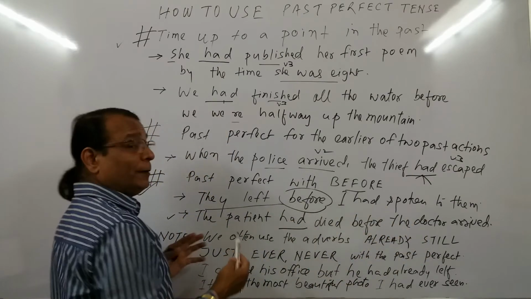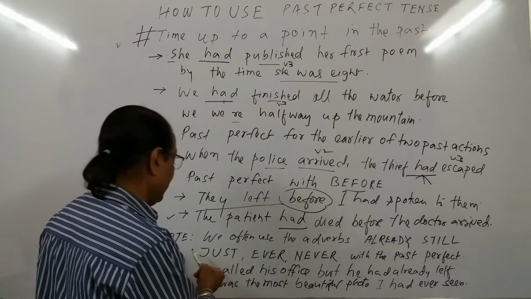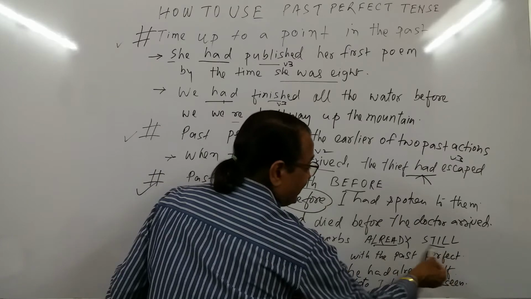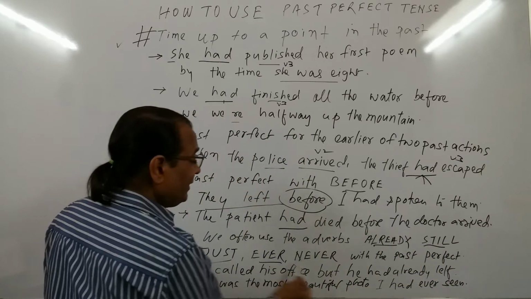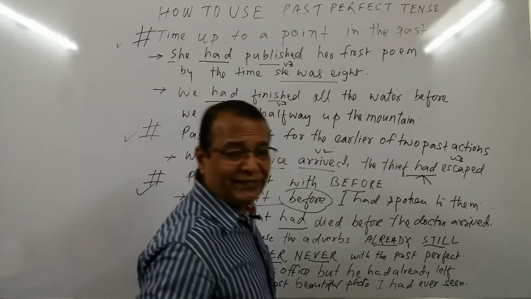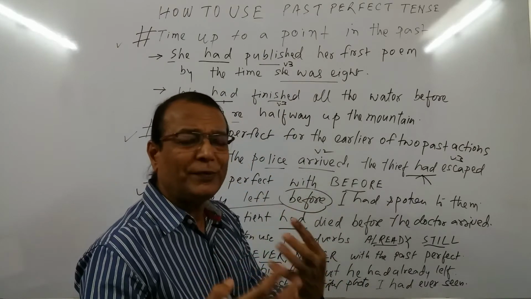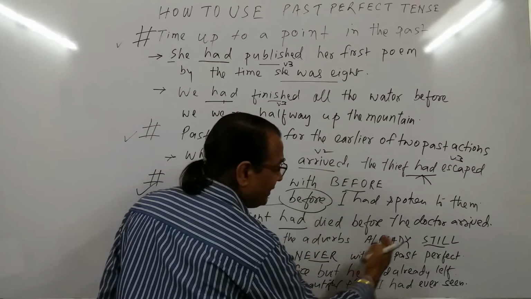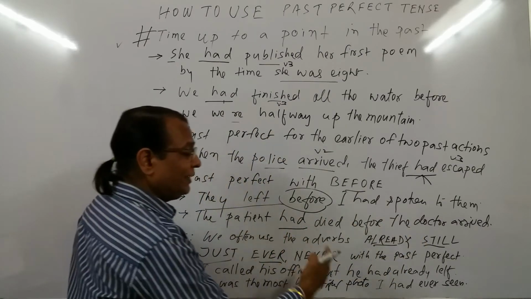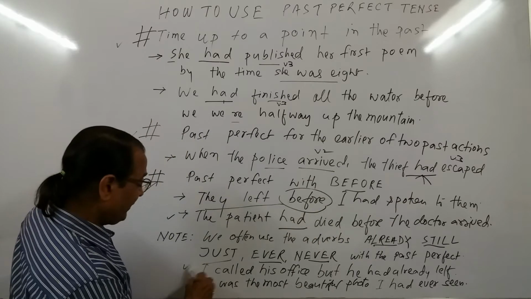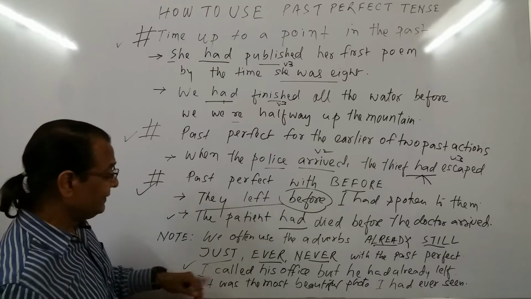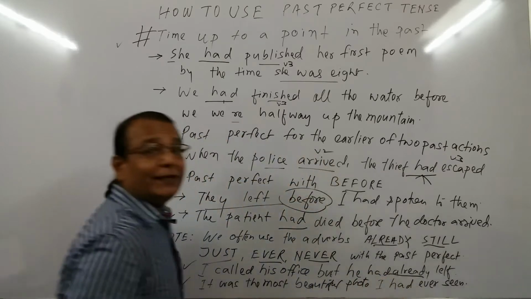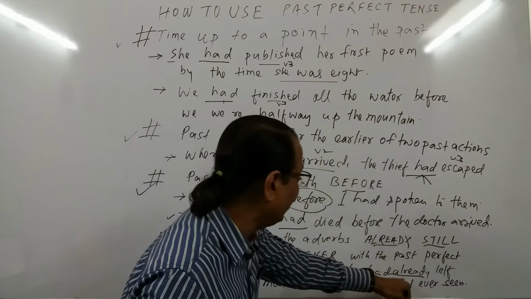Okay, before I finish this video I have just made a note here, a very small note. We often use the adverbs already, still, just, ever, never with the past perfect tense. It's often used. Often means in 90% of cases when you use these words. Right? Again I repeat it: already, still, just, ever, never with the past perfect. Two examples I have given here. First example is: I called his office but he had already left. And just to emphasize the thing, we are using already left.